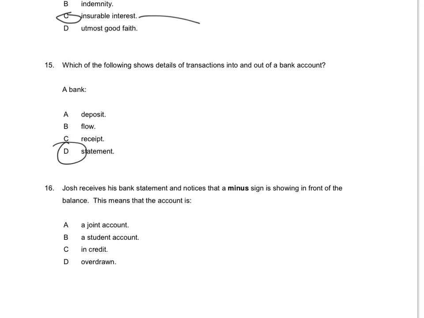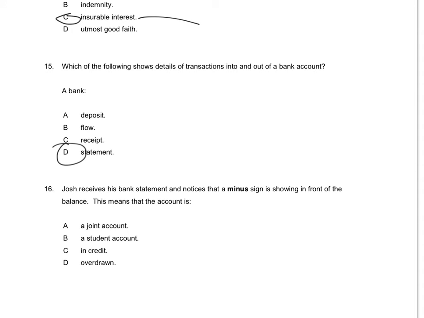Right. Josh receives his bank statement and notices there's a minus sign. Now, this happens quite a lot to Mr. Robinson, in front of the balance. This means this account is overdrawn, which is a low point because when you're overdrawn, you have to pay interest. Can't spell interest? Oh well.